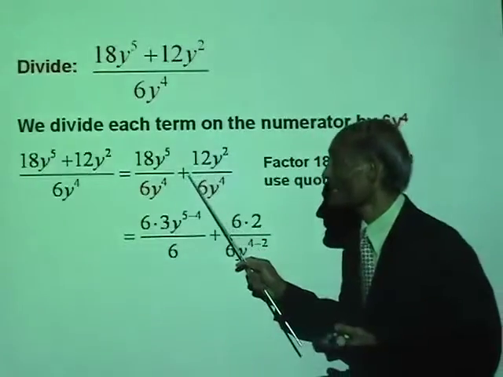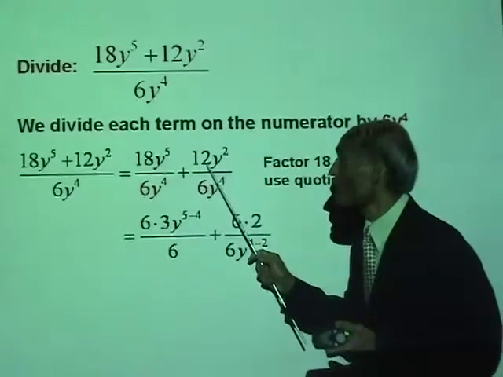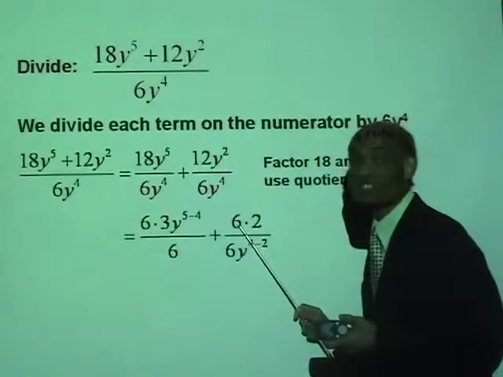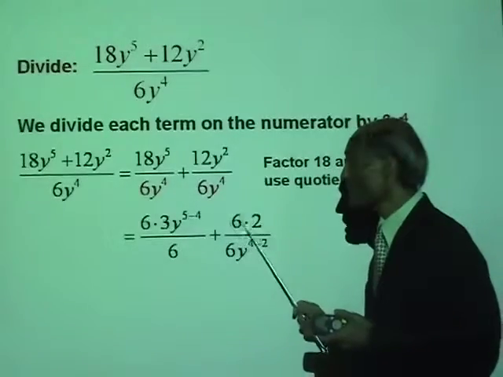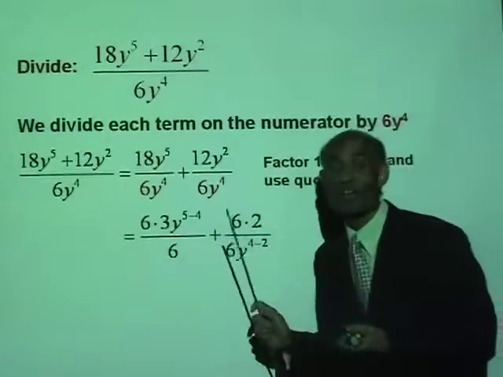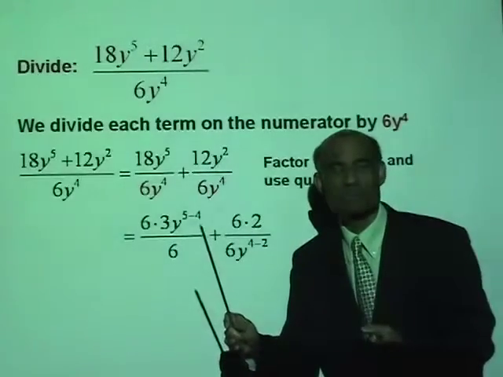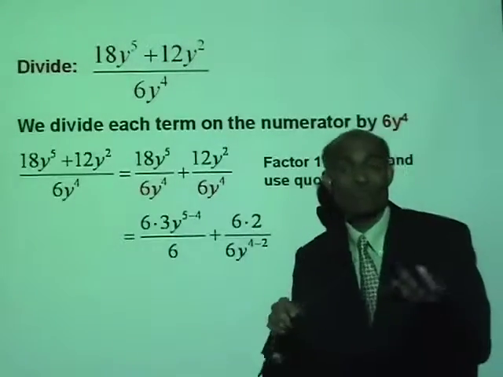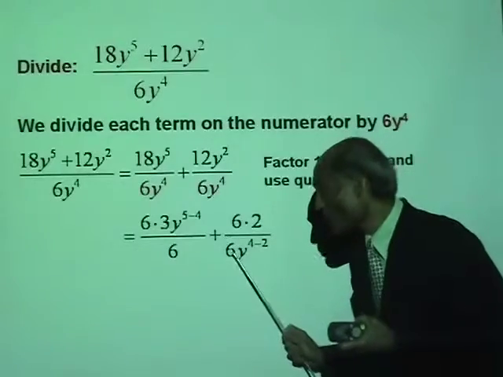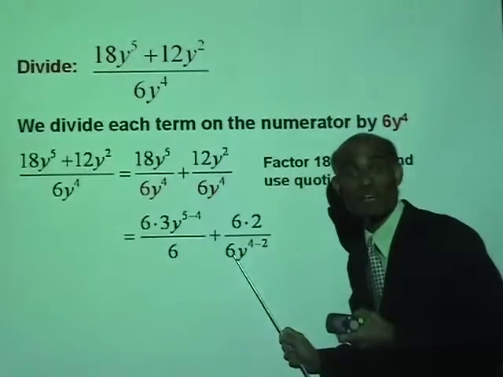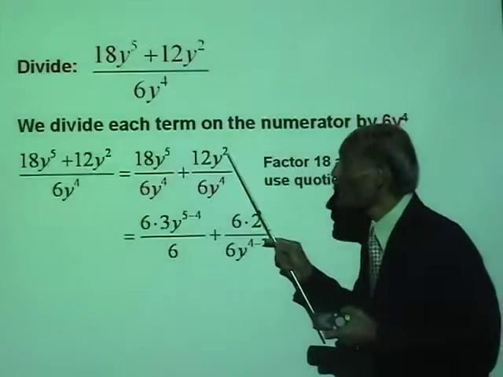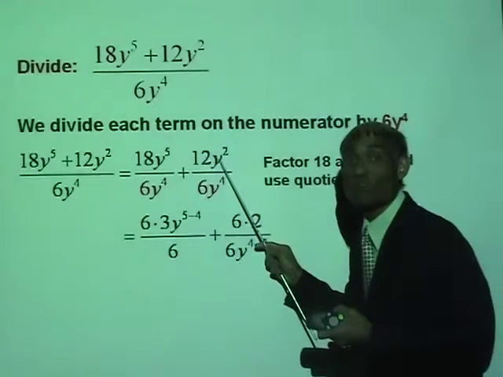Let's now go to the second term. 12 is factored as 6 times 2. Why did I factor it as 6 times 2 and not as 4 times 3? Because I have a 6 on the denominator. And look at how I used the quotient rule.